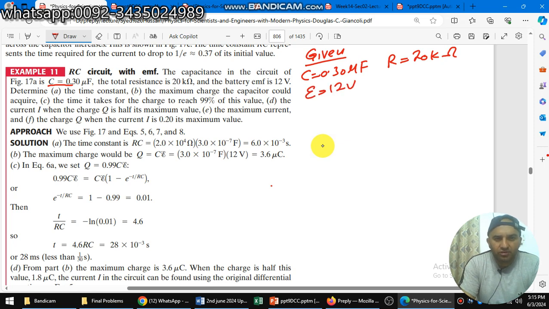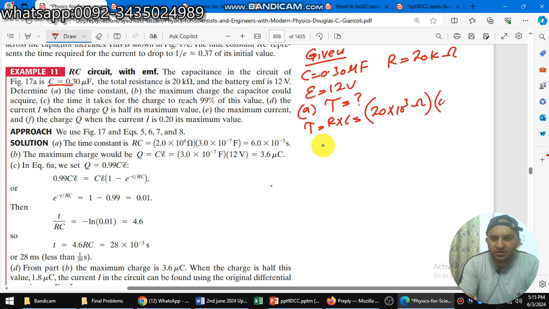Okay, so first for part A we have to find the time constant tau. The time constant is the product of the resistance R and the capacitance C. The value of R is 20 into 10 to the power 3 ohm, and the capacitance is 0.30 into 10 to the power minus 6 farad. Now we multiply, and we get the time constant, that is 6.0 into 10 to the power minus 3 seconds.